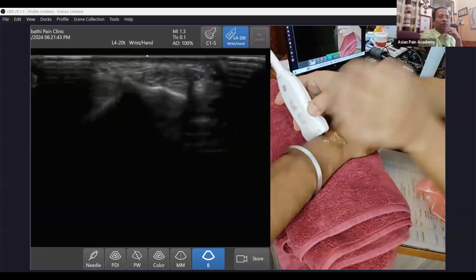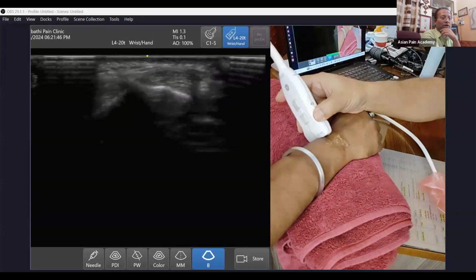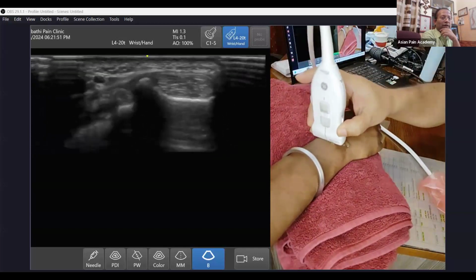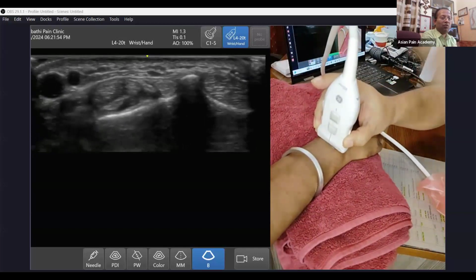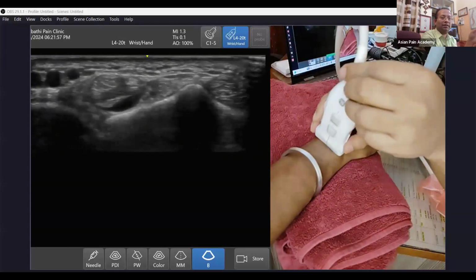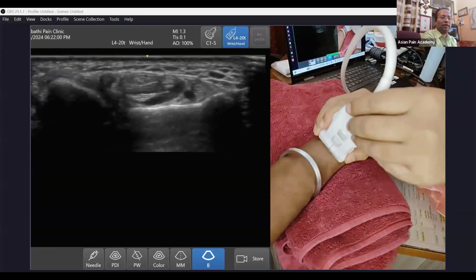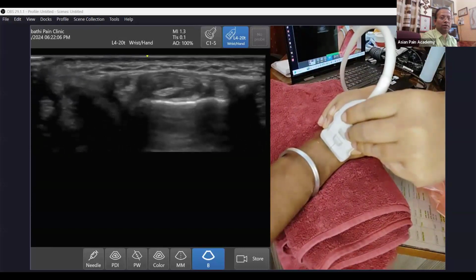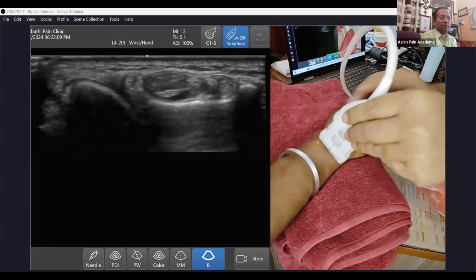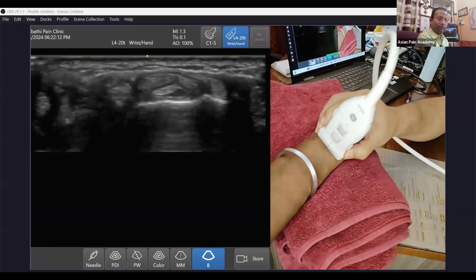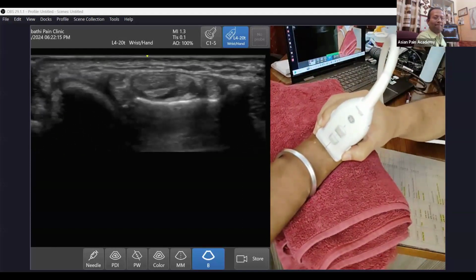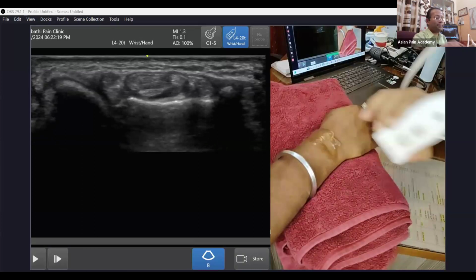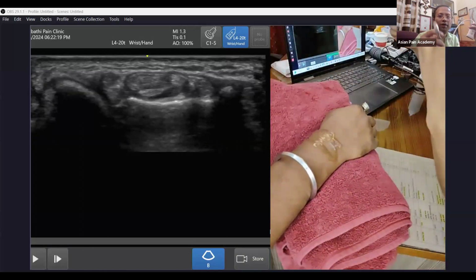So let us see from here, from compartment number 1 to compartment number 2. We can see the Lister tubercle. Then comes compartment number 3. Now what is there? All other tendons. This is compartment number 4. Let us see. Again I show you the Lister tubercle area. Okay. So compartment number 4.